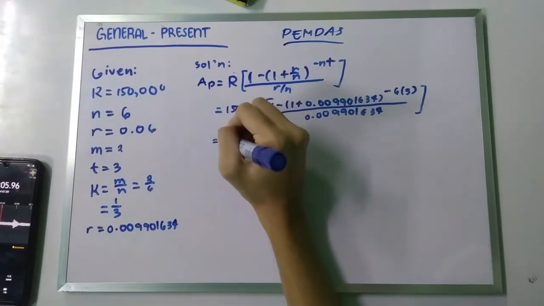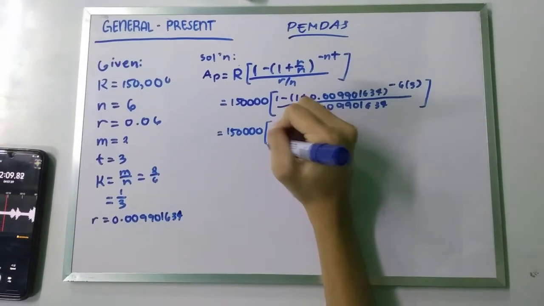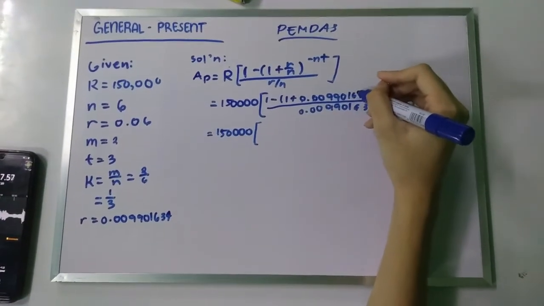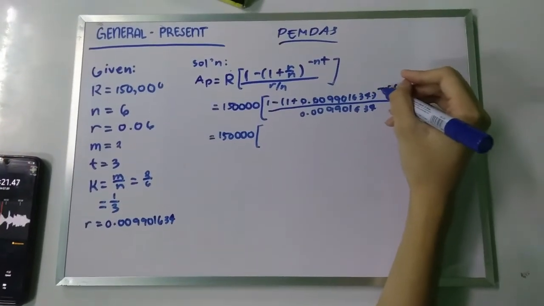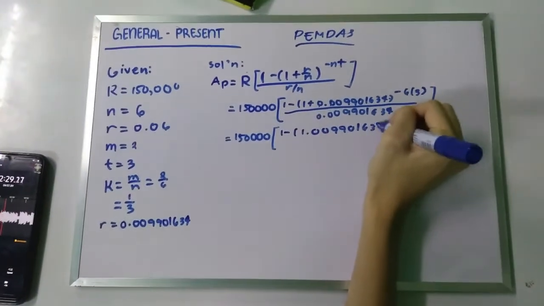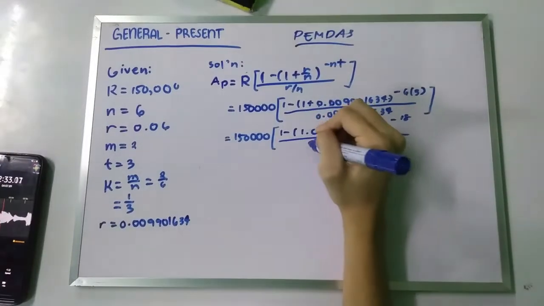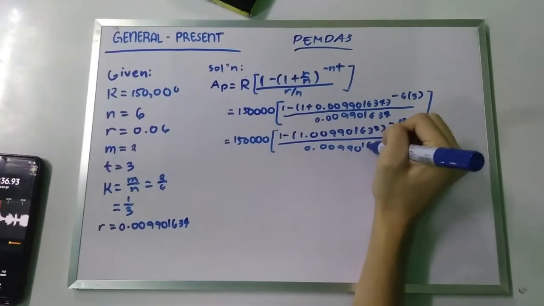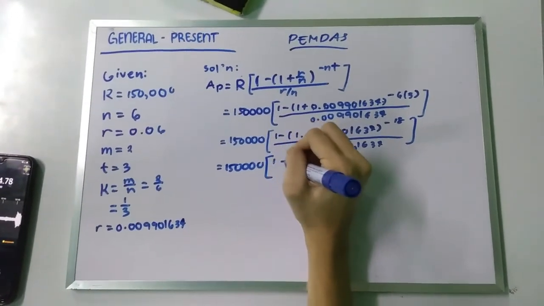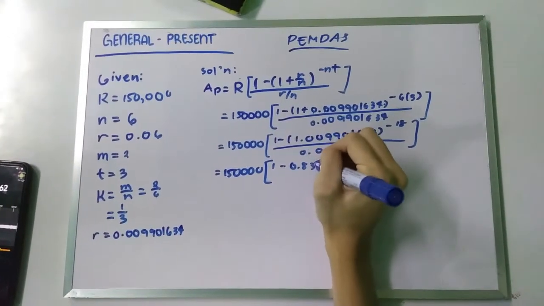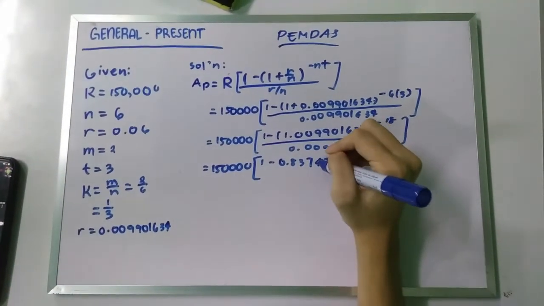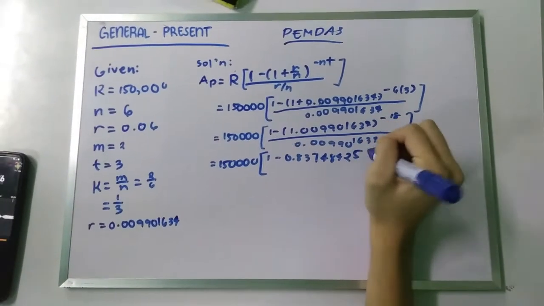Remember the rules of PEMDAS. So let's first solve the numbers in the parentheses. 1 plus 0.009901634 is 1.009901634 to the power of negative 6 times 3, which is now negative 18. So we have 0.837484257.